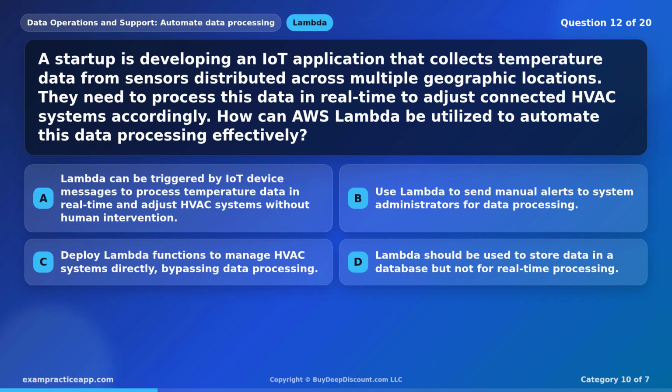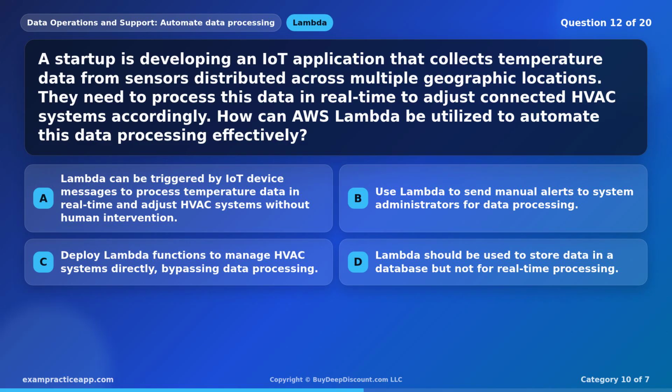Option A. Lambda can be triggered by IoT device messages to process temperature data in real time and adjust HVAC systems without human intervention. Option B. Use Lambda to send manual alerts to system administrators for data processing. Option C. Deploy Lambda functions to manage HVAC systems directly, bypassing data processing. Option D. Lambda should be used to store data in a database but not for real-time processing. Take a moment to choose your answer.